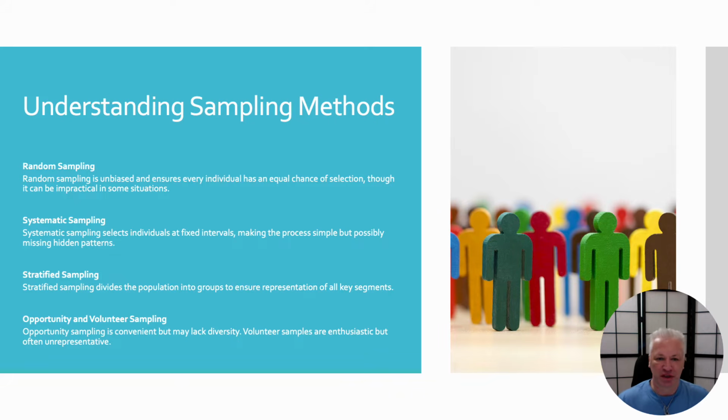Opportunity sampling. In opportunity sampling, participants are selected based on availability and willingness to take part. The strengths are it's quick, easy, and inexpensive, and commonly used in educational settings. And the weaknesses are a high risk of sampling bias, low representativeness, and findings that are often difficult to generalize.